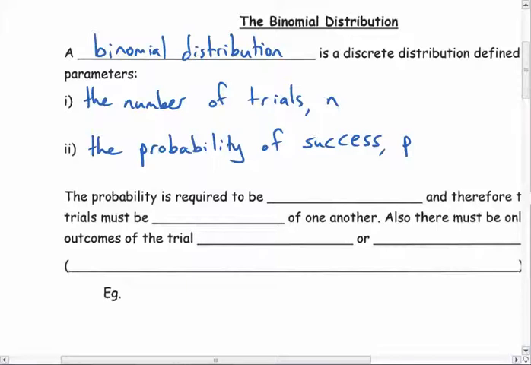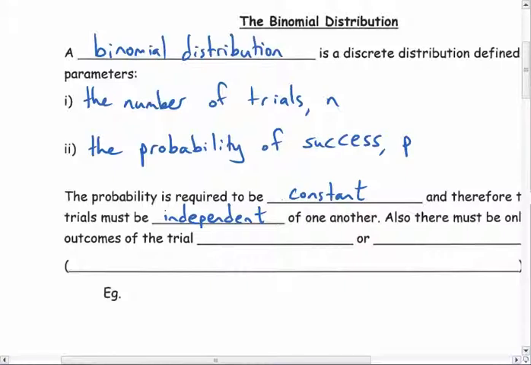So what we require is the probability to be constant for each trial. For example, throwing a coin. The probability is always a half. Or getting a 2 on a dice. Probability is always 1/6. Okay, so each of these trials has to be independent. We can't have the probability changing depending on the first event.